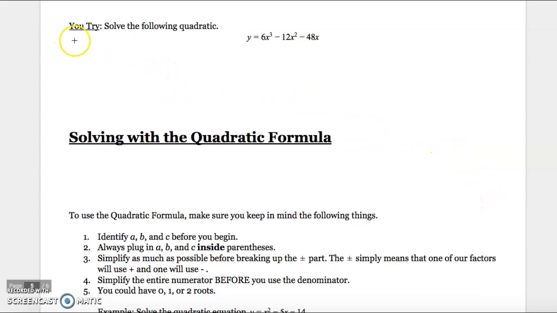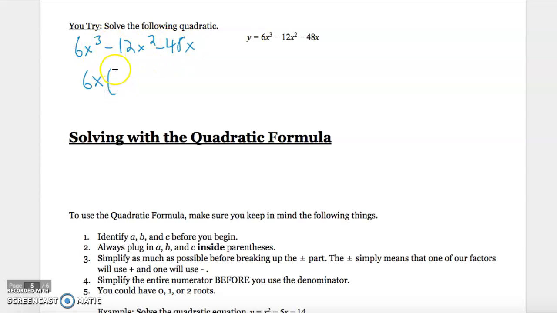And now I will too. All right, 6x cubed minus 12x squared minus 48x equals 0. I definitely have a GCF of 6 here. So I'm going to go ahead and pull out that 6 and an x, I believe, right? 3, 2, and 1, yep.